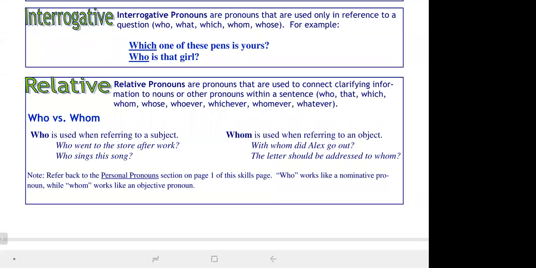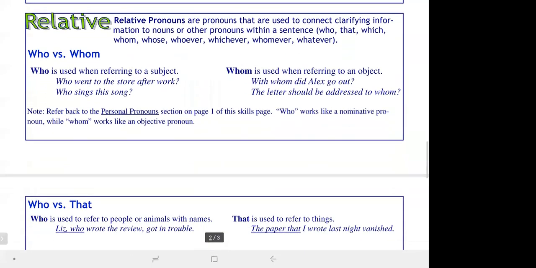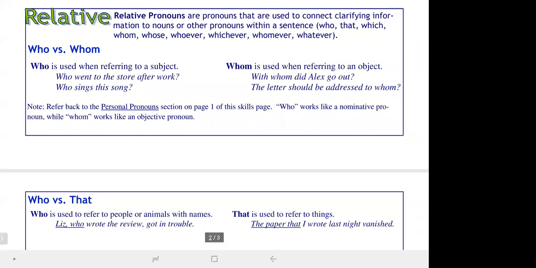In English, one word can have more than one function. Here, which and who were used as interrogative pronouns, but they don't always act as interrogative pronouns. They could be relative pronouns, which is our next type of pronoun. Relative pronouns are pronouns that are used to connect clarifying information to nouns or other pronouns within a sentence.